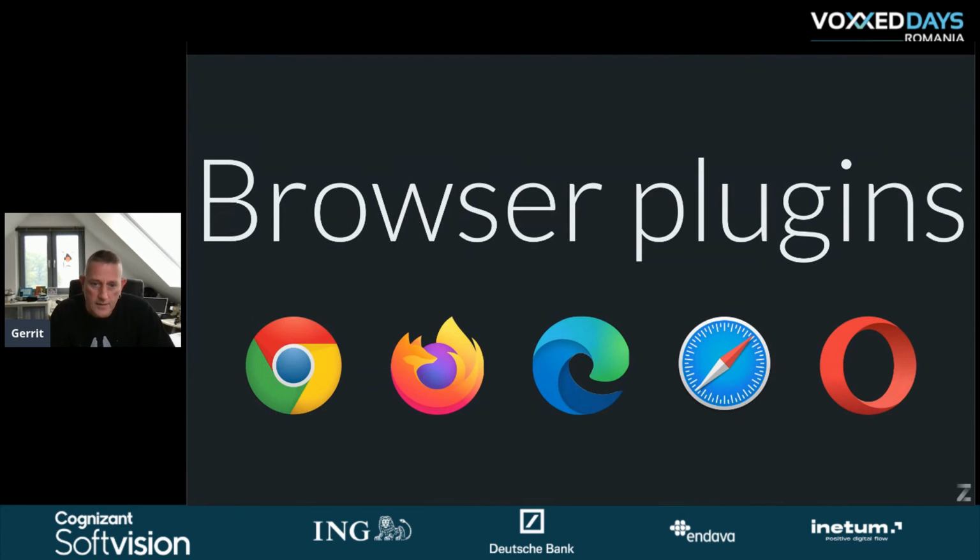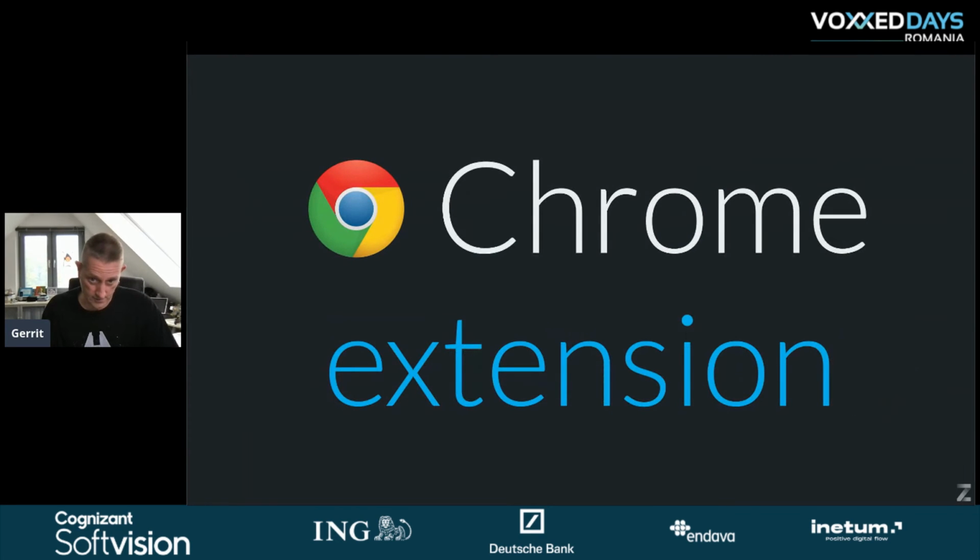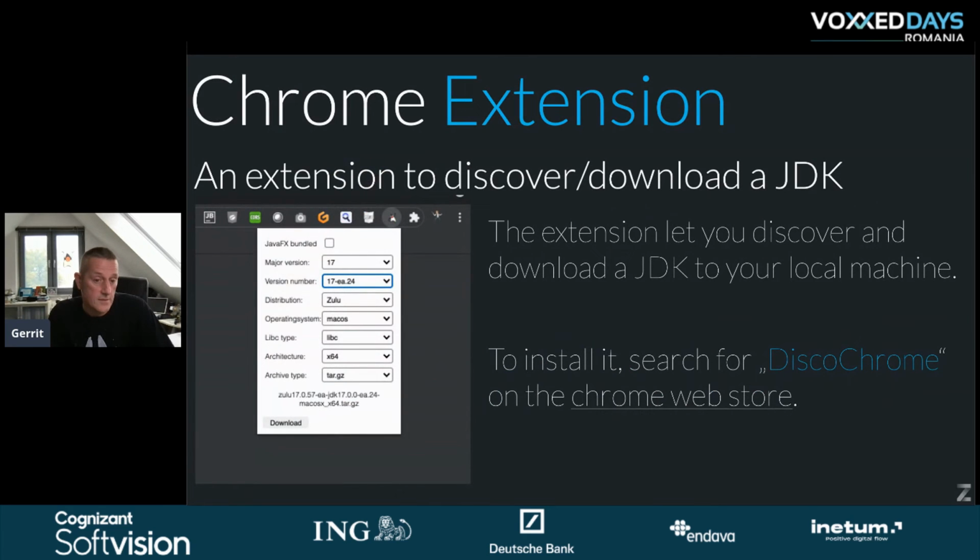What I usually do when I download a JDK is go to the browser, go to the page and download it. I thought maybe instead of using the IDE, why not use the browser directly? So I wrote little browser extensions, like a Chrome extension, which looks like this. It's just a little icon, and once you install it, it works the same as the other plugins.